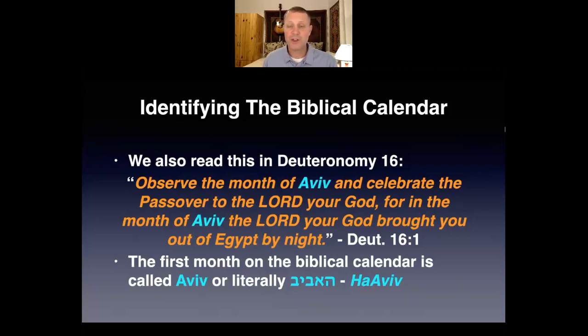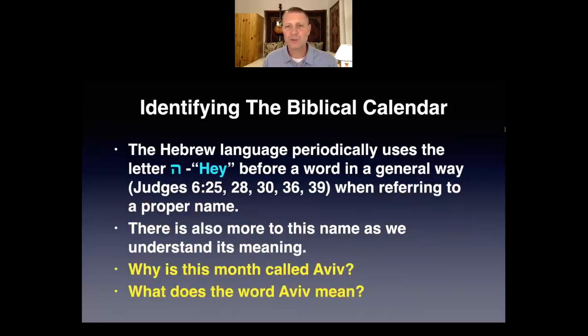So the first month on the biblical calendar is called Aviv, or literally Ha-Aviv, and I'll explain the Ha in a second. The Hebrew language periodically uses the letter He before a word in a general way when referring to a proper name, and I've listed a few scriptures in Judges chapter 6, especially when it uses a proper name. So there's also more to this name as we understand its meaning.